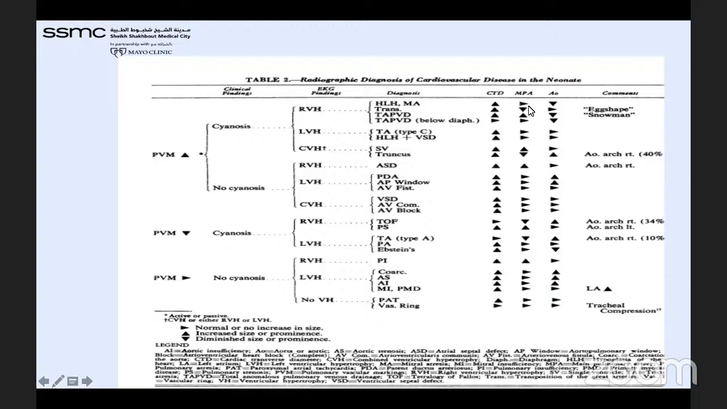And you can see if it is like this, it is normal. If it is this, it is decreased. If it is up, it is increased. So that's how you can also figure it out. I'm not saying to be 100% sure about the diagnosis, you have to do the echo. But this gives you some idea of what is happening in the radiograph in different congenital heart diseases.